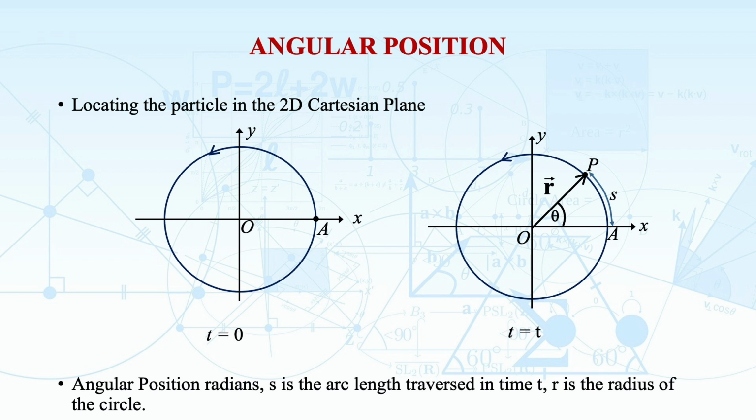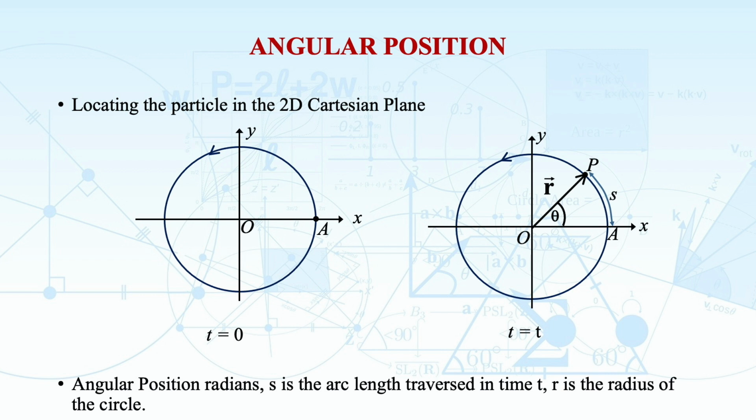Now S has a unit of length, and the radius obviously also has a unit of length. So when you divide S by R, what you get is an angle in radians. So this is the definition of radian. Angular position theta is equal to S by R. S is the arc length, R is the radius. Both have units of length. And when you divide S by R, you get theta in radians.